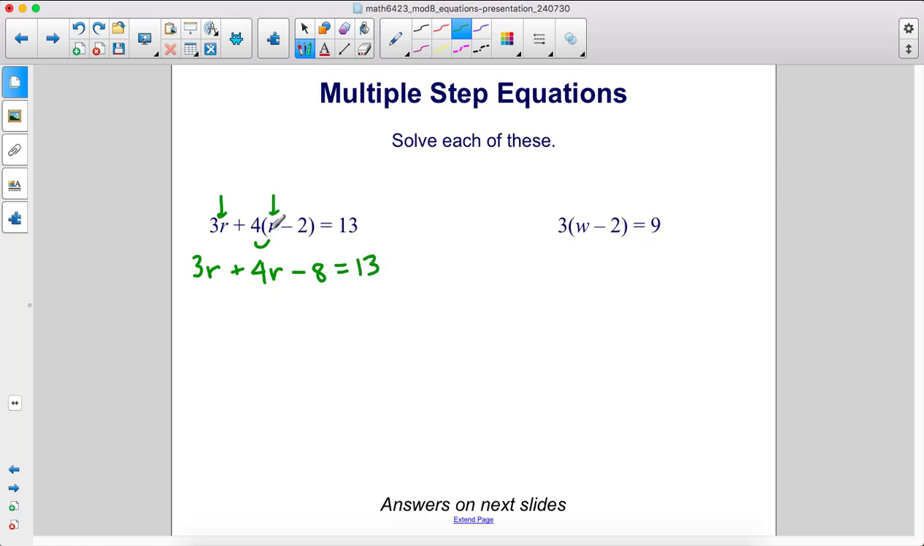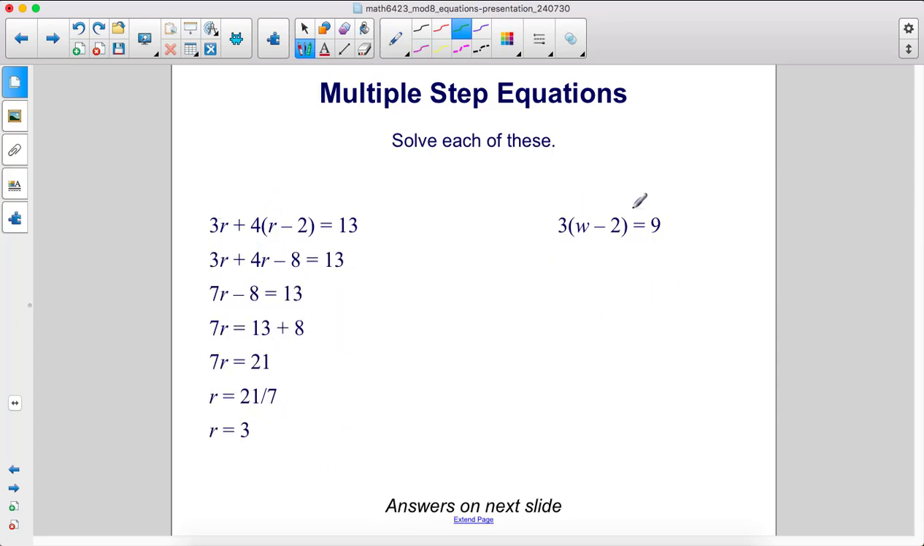Now that r is free, we can now combine it with this 3r. So we have 3r plus 4r is 7r minus 8 equals 13. Now we're going to undo this subtraction with addition. We're going to add 8 to both sides, and we get 7r equals 13 plus 8 is 21. Divide both sides by 7, and r equals 3.